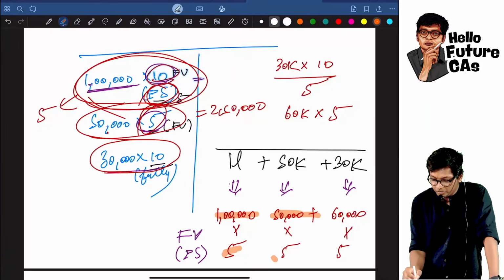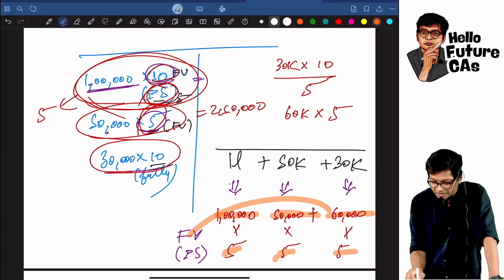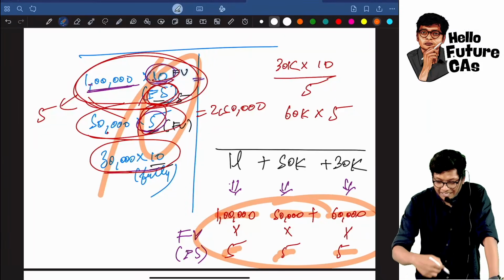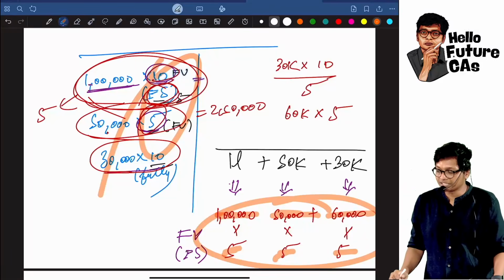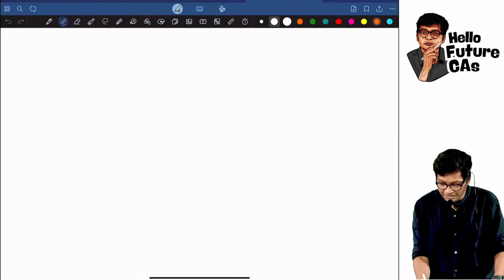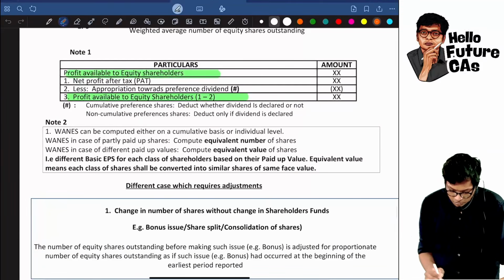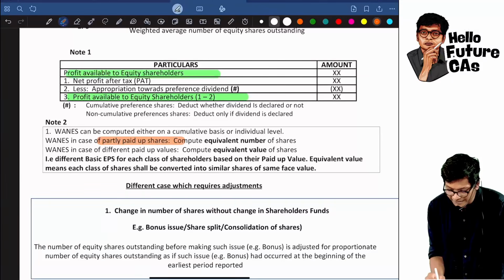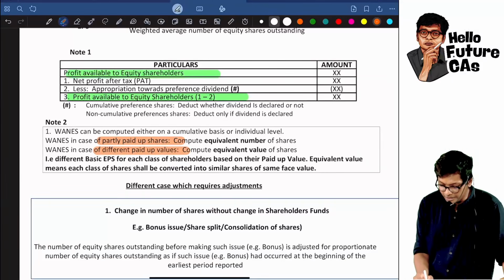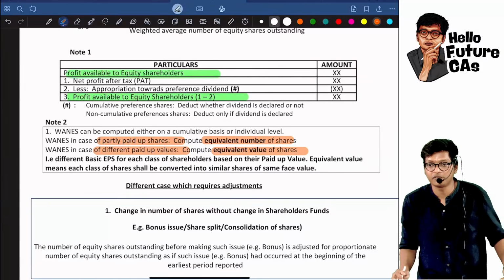This will be 50,000 shares of 5 each. This is 60k shares of 5 each. This total should tally with the balance sheet total. Are you following, guys? So what they are saying, look at this. Whenever shares are partly paid up or have different paid up values, compute the equivalent number of shares.